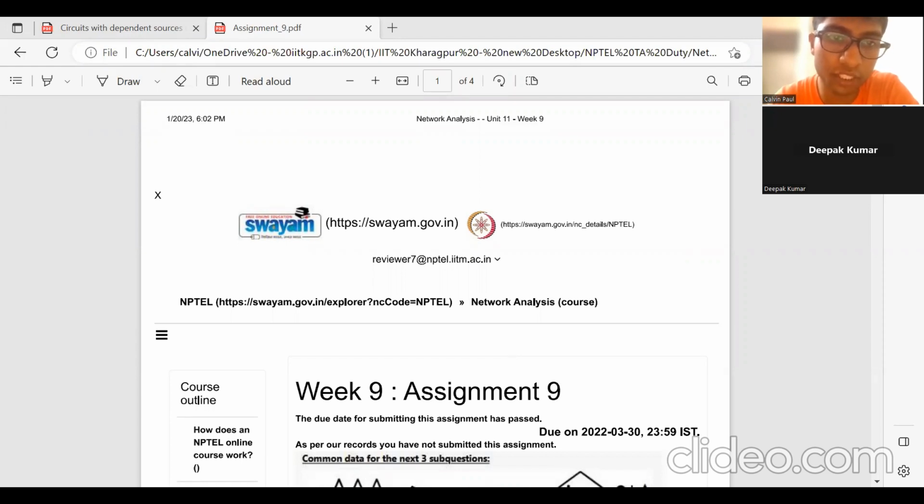So we know I2 is equal to minus 1 ampere, because the current source is flowing in this direction, but I2 is in this direction. So we will assume the current is flowing 1 ampere like this. Okay, it is flowing in this direction. So what will be the current I1?